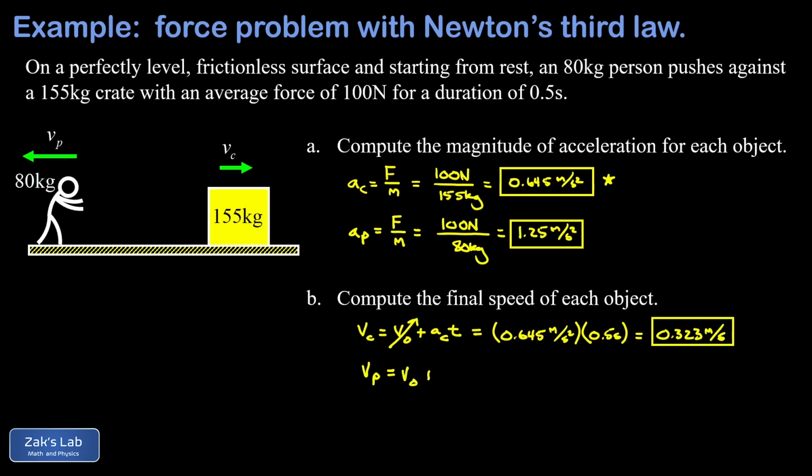So we have v naught plus the acceleration of the person times how long that acceleration acted for. Again, the person started from rest, so that's 0. And we plug in our acceleration of 1.25 meters per second squared. Again, a bigger acceleration because the person has a smaller mass. And the duration of that acceleration is 0.5 seconds. And this gives us a final speed of 0.625 meters per second. And that's it.